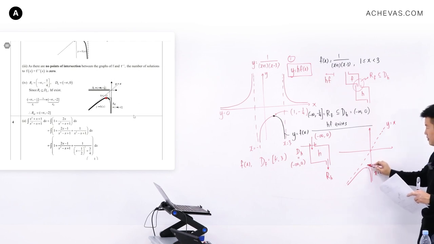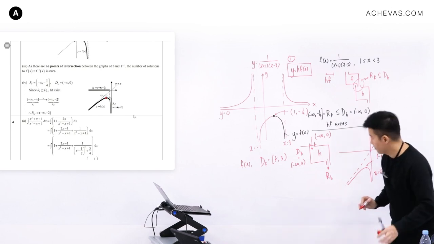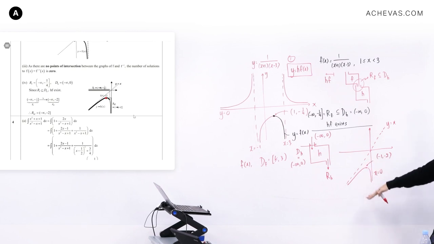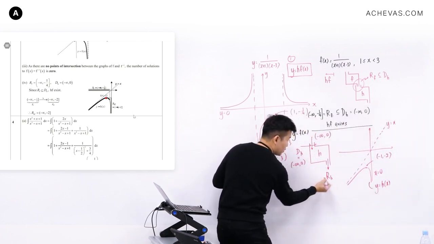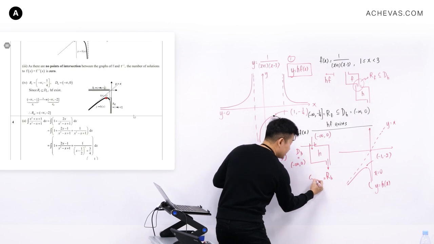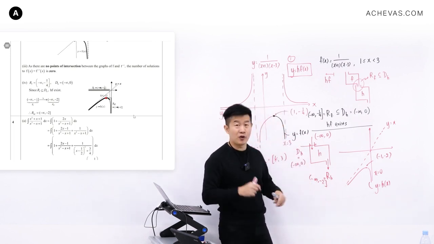Okay. So at a maximum possible point here, this maximum possible point here is -1, -2. Which means that looking at this, what is all the possible? So this is the graph of Y is equal to HX. So looking at this, what is all the possible Y coordinate? All the possible Y coordinate is going to be from minus infinity all the way until -2. This is going to be for H.